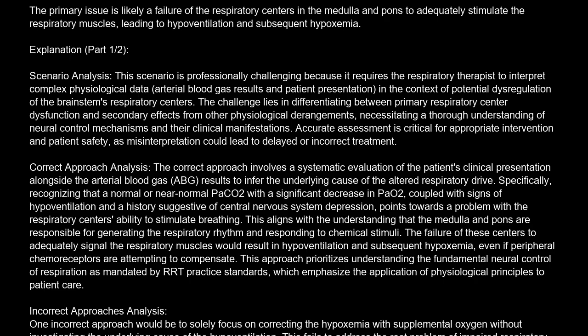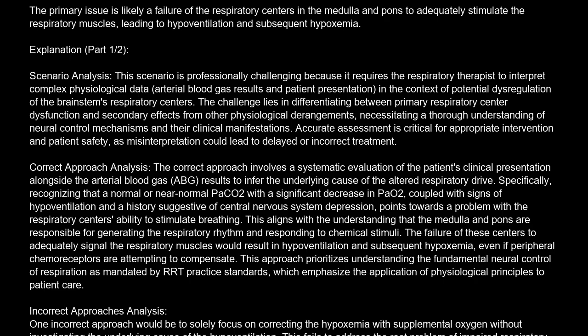This aligns with the understanding that the medulla and pons are responsible for generating the respiratory rhythm and responding to chemical stimuli. The failure of these centers to adequately signal the respiratory muscles would result in hypoventilation and subsequent hypoxemia, even if peripheral chemoreceptors are attempting to compensate. This approach prioritizes understanding the fundamental neural control of respiration, as mandated by RRT practice standards, which emphasize the application of physiological principles to patient care.